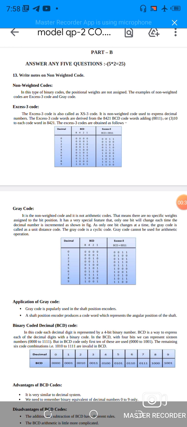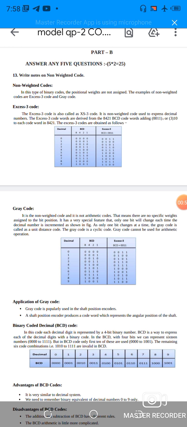Gray code. It is a non-weighted code and it's not an arithmetic code. This means there are no specific weights assigned to the bit positions. It has a very special feature: only one bit will change each time the decimal number is incremented, shown in the picture as only one bit changes at a time. The Gray code is called a unit distance code. The Gray code is a cyclic code.